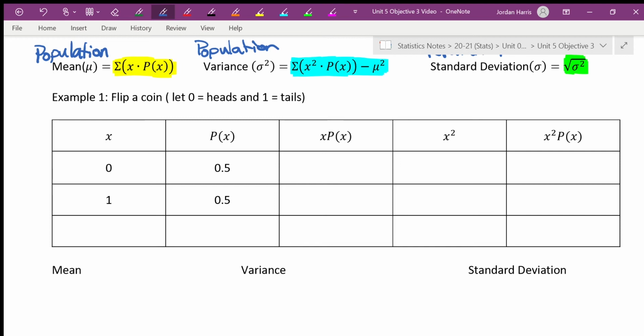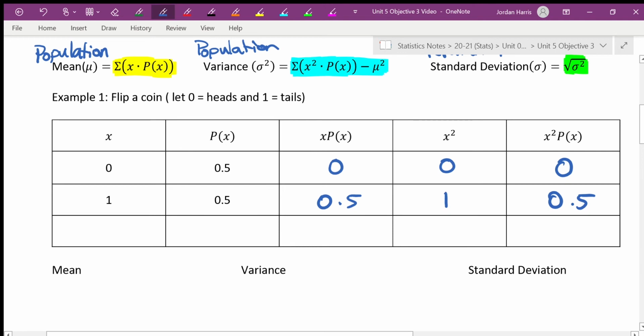For x, p of x, we take the x times p of x. So 0 times 0.5 is 0. 1 times 0.5 is 0.5. For x squared, we square each x value. So 0 squared is 0. 1 squared is 1, which happens to be the same. And then x squared times p of x, and you get 0 and 0.5. Not a very exciting thing. We're talking about flipping a coin and getting tails, because 1, the one we want, is tails, and 0, the one we don't want, is heads. So it's not super exciting.